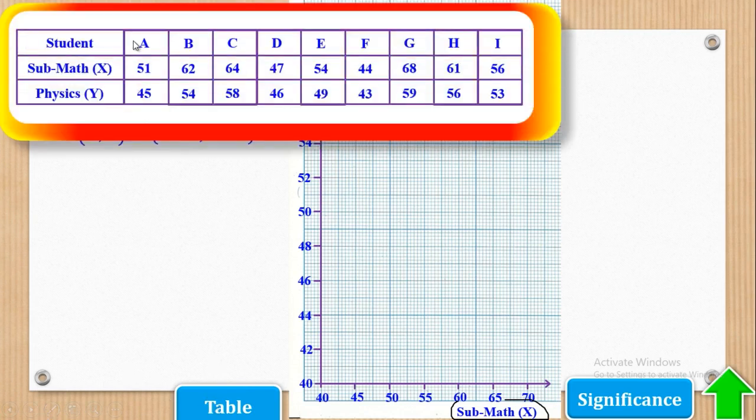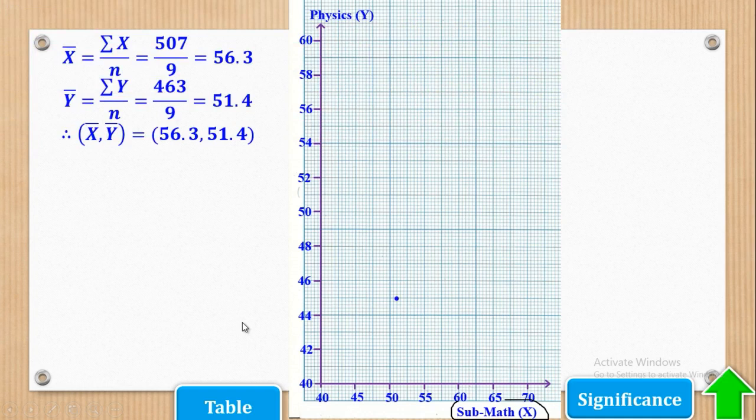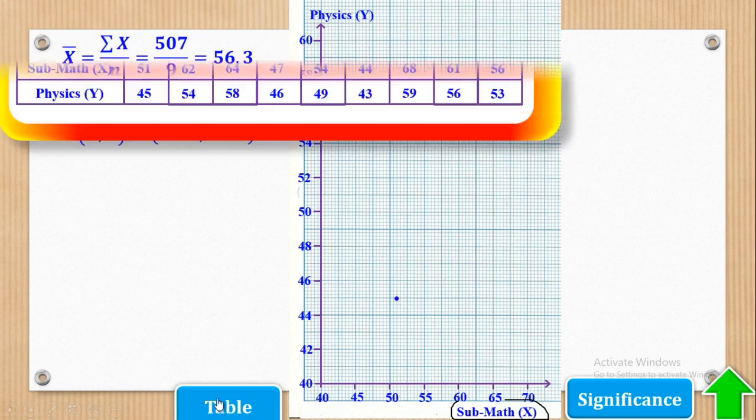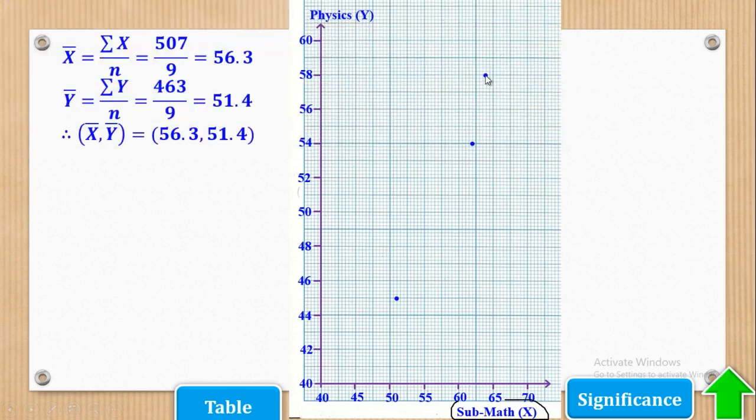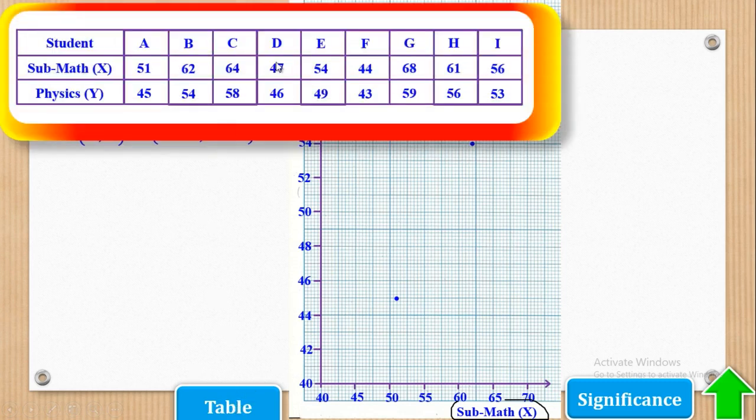Now plotting, we shall plot A, which is 51 corresponding with 45. So 51 horizontal, 45 vertical. So that is that point. Then next is 62, 54, which is that point here. Next is 64, 58, which is that point. Then next is 47, 46, which is that point.